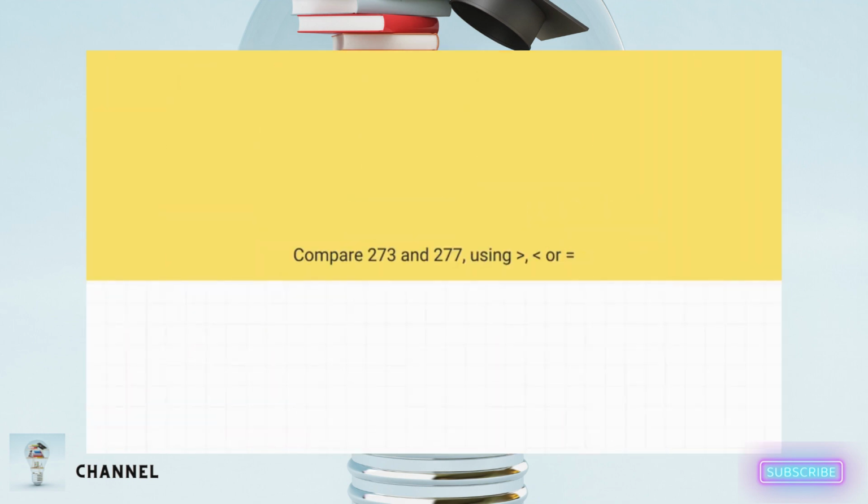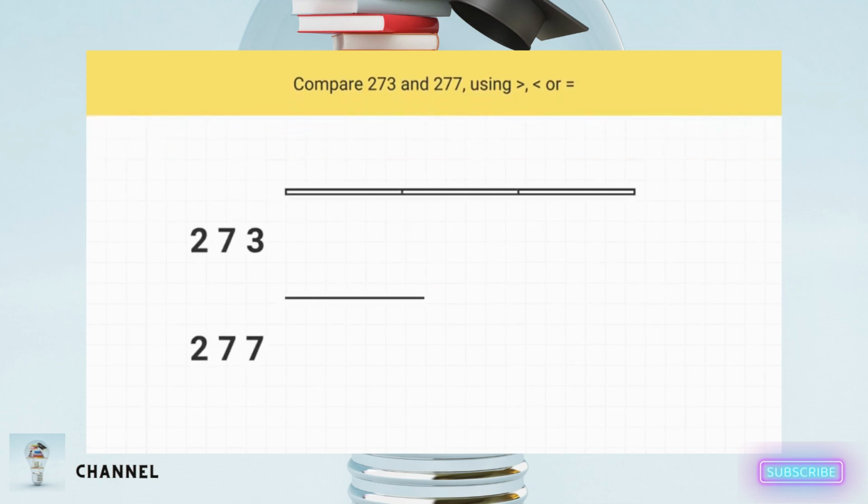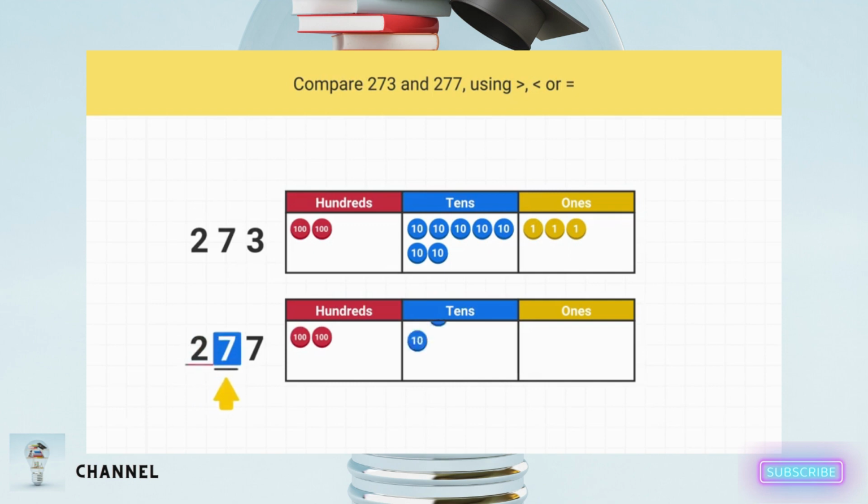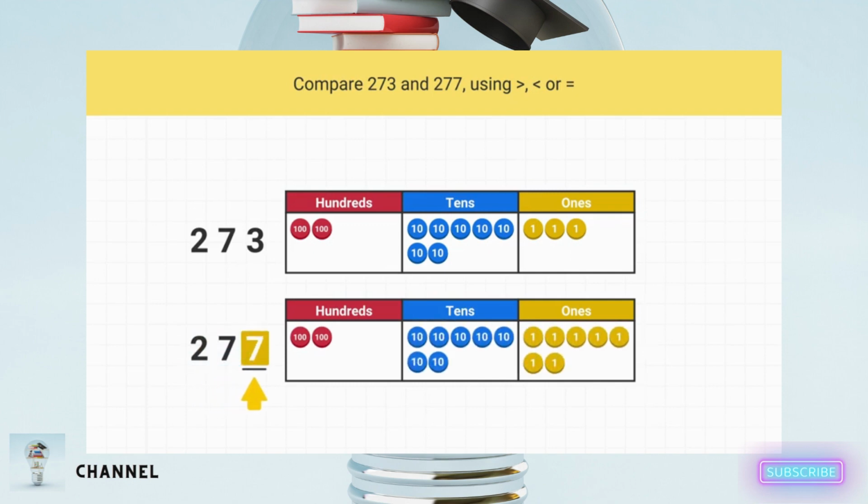Let's compare 273 and 277 using the greater than, less than, or equal to symbol. First, let's show these numbers with place value disks. Which of these shows 273? 273 is made of 200s, 7 tens, and 3 ones. Next, which of these shows 277? 277 is made of 200s, 7 tens, and 7 ones.